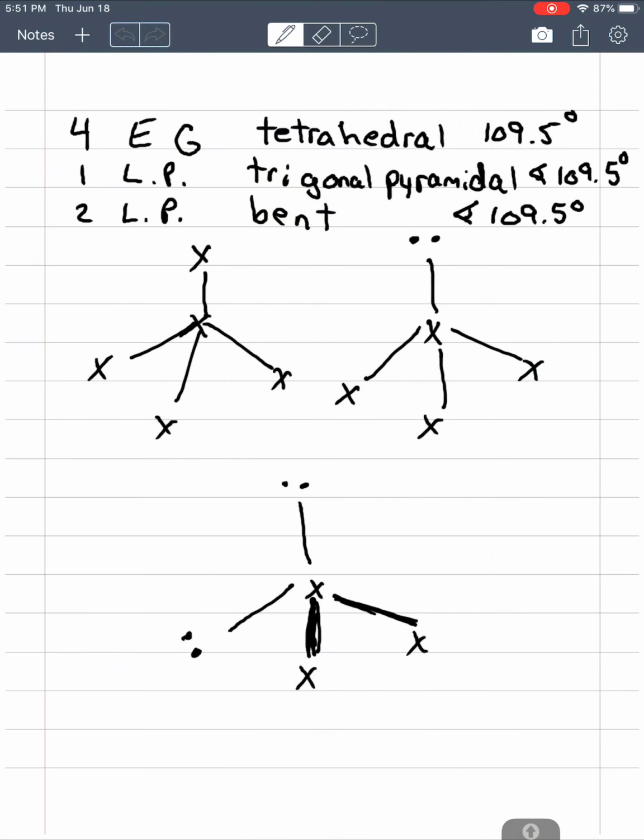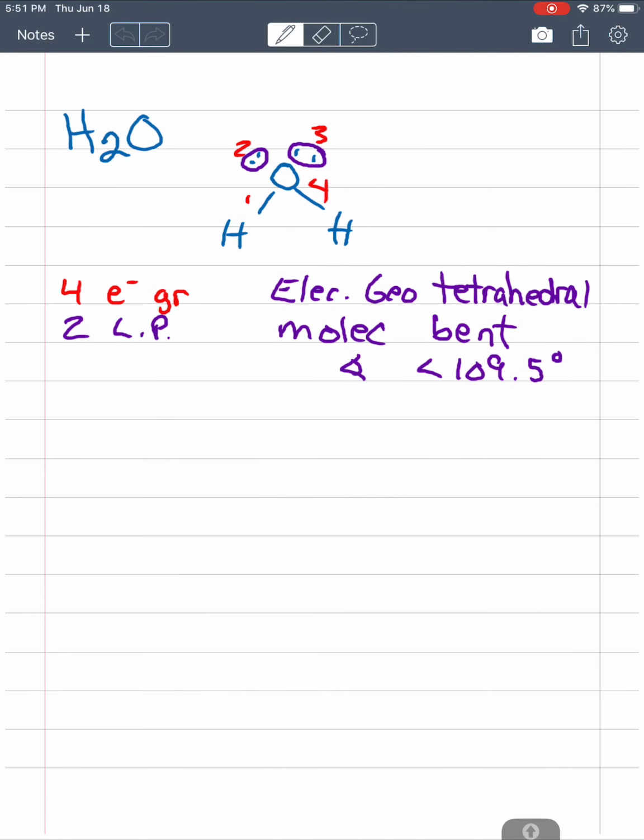I think on the previous page, let me go back and look at that. Yeah. When I did this less than sign, I made it an angle sign. And the same with this. I don't know what I was thinking. It's less than, not angle. All right. So as the lone pairs increase, the bond angles decrease, as we've seen.